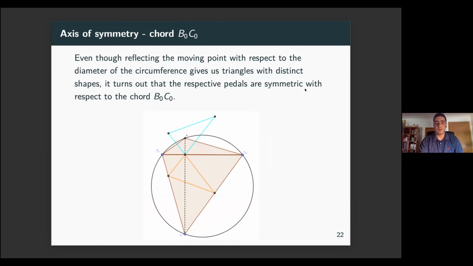Okay, you might have noticed in that video as well that even though the curves look pretty complicated, there is actually a lot of symmetry. And so, first of all, we can see that the chord of the fixed points is an axis of symmetry, and this can be seen by noting that although the triangles themselves are not symmetric, their pedals will be symmetric with respect to this chord. So whatever happens in the top of the chord will be mirrored in the lower half.